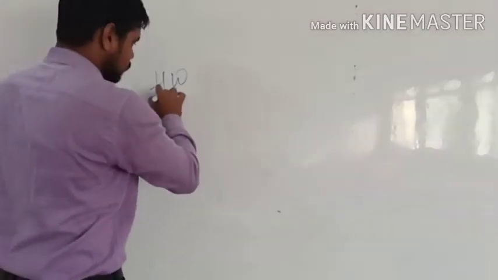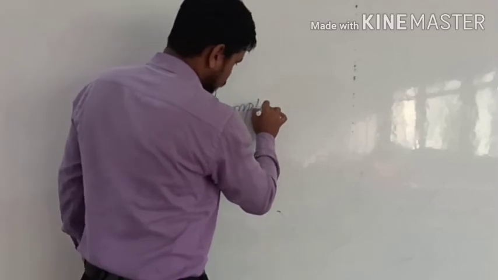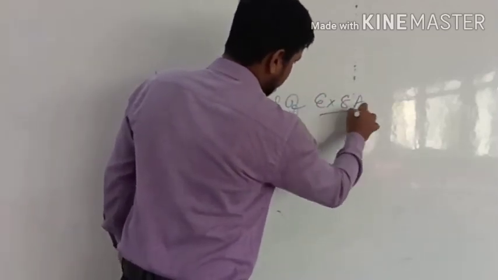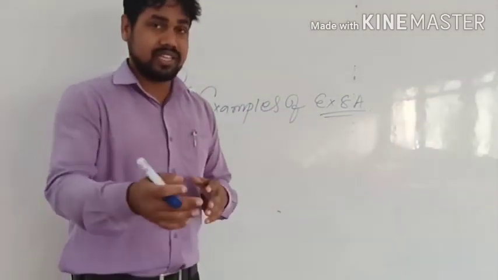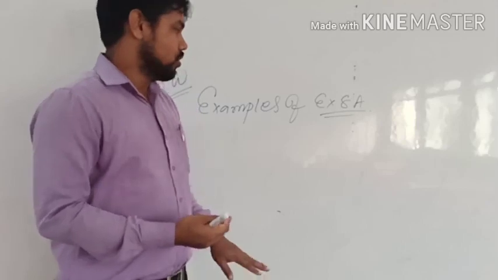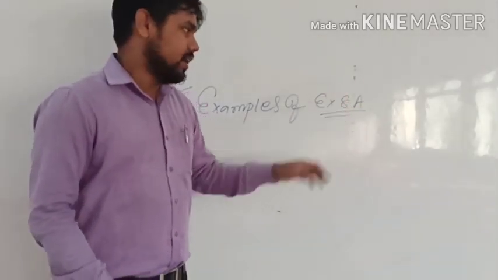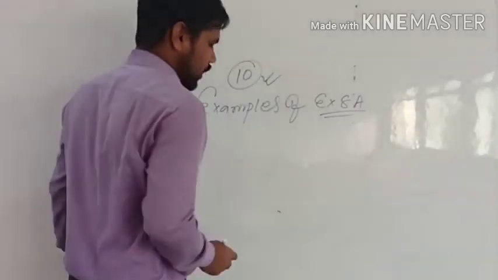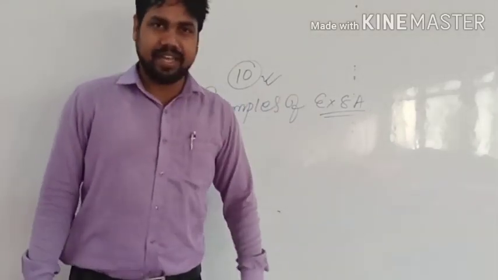In homework I am giving examples of exercise 8A. You need not do any questions from the exercise yet. We will discuss a few more questions, then you can do. So now your homework is examples of exercise 8A. You can do at least 10 examples. Okay. So you can start with 1 to 10. So 10 examples from exercise 8A you have to do in homework.